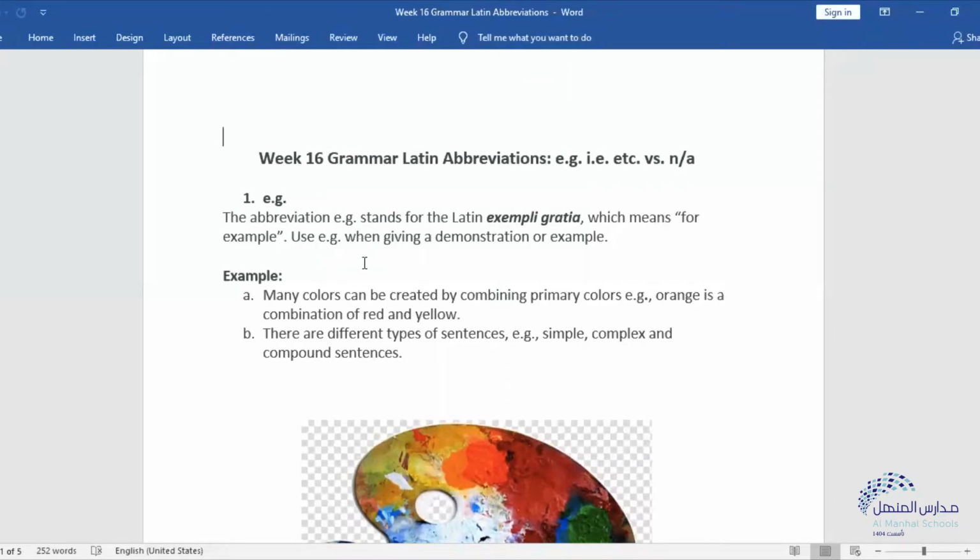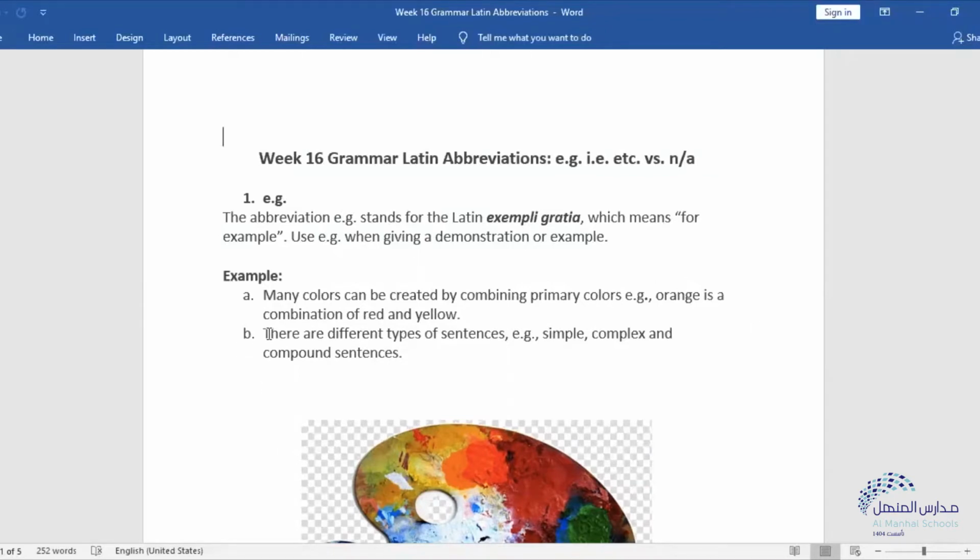Getting into the first one, e.g., the abbreviation e.g. stands for exempli gratia, which means for example. And we use this when we give a demonstration or an example of something. So here's an example of how to use exempli gratia. Many colors can be created by combining primary colors. Exempli gratia, orange is a combination of red and yellow, right? Or you can say, for example, right? And that's how we use it, for example.